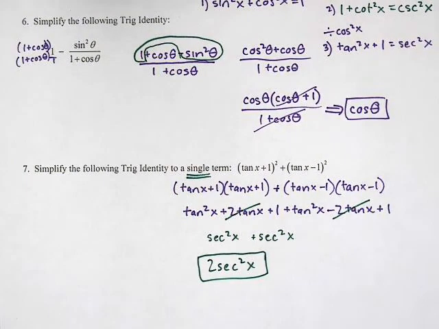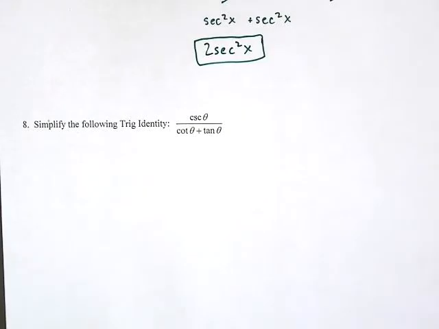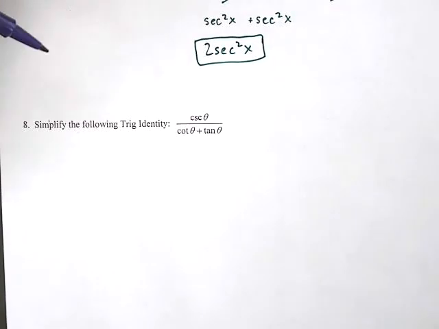Okay, I know this is running long. Let's get to this last one and call it a day. So number 8, this is a great example of one where I'm getting a little scared because I see cosecant and cotangent and tangent. That's a little scary to me. I think this is going to be way easier if I get everything into sines and cosines. So that's going to be my first step.